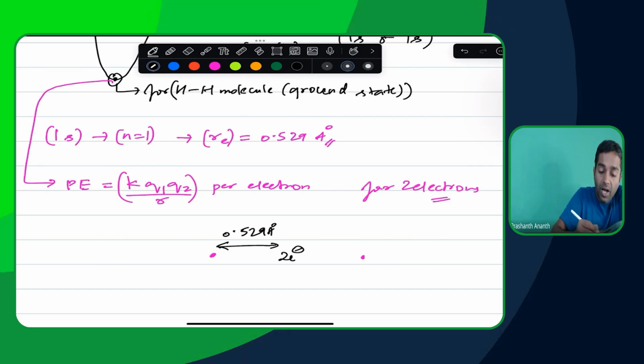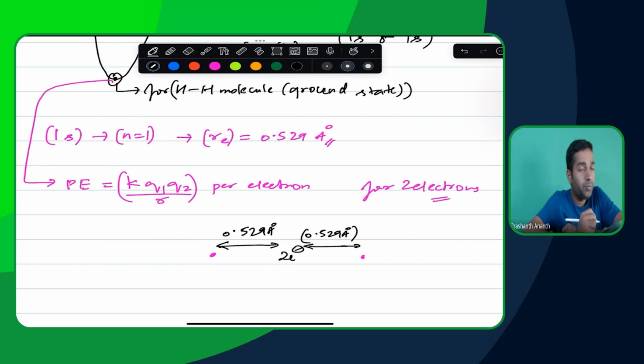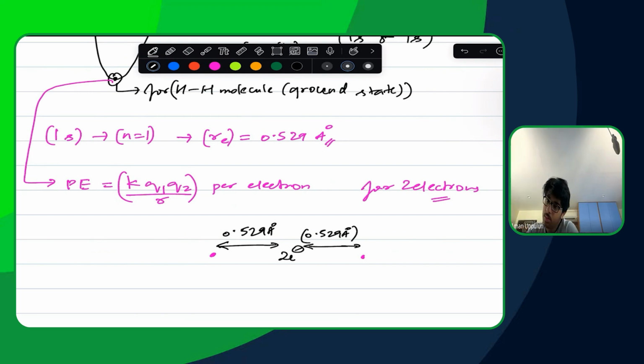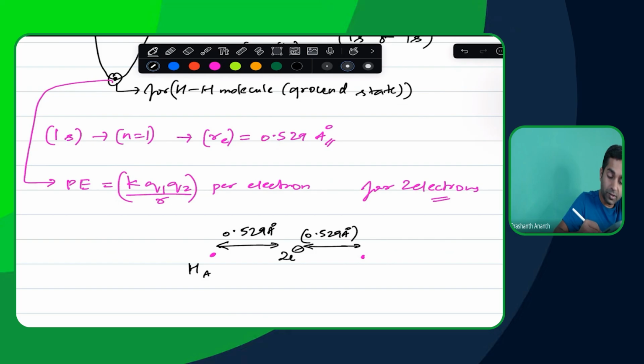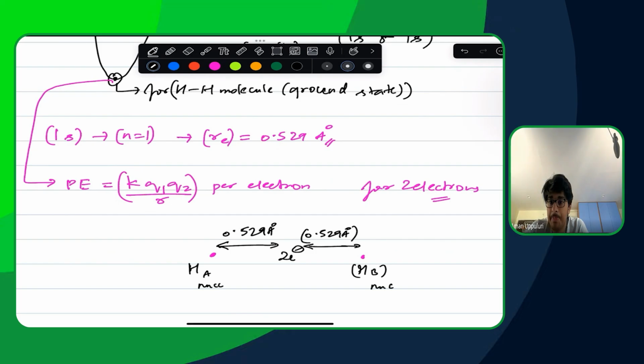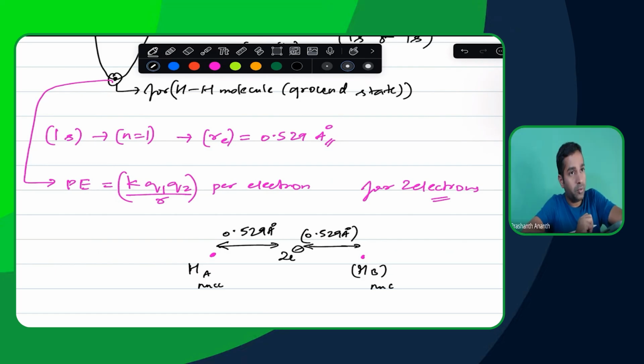And we'll also be having this distance as 0.529 angstrom. You understand the idea here clearly? So basically, we are going to be having hydrogen atom A nucleus, and this is hydrogen atom B nucleus. Fair so far? Yes.